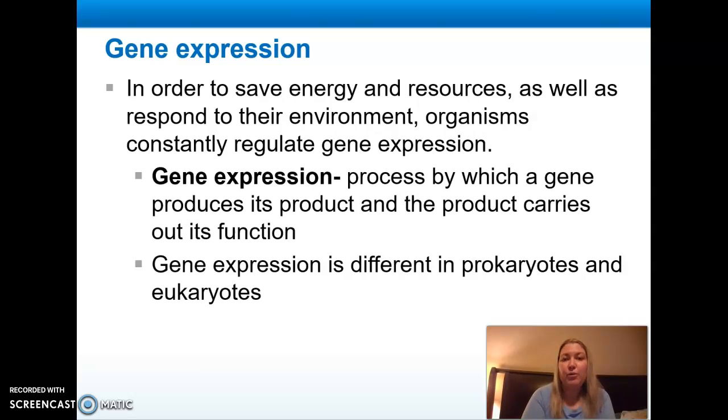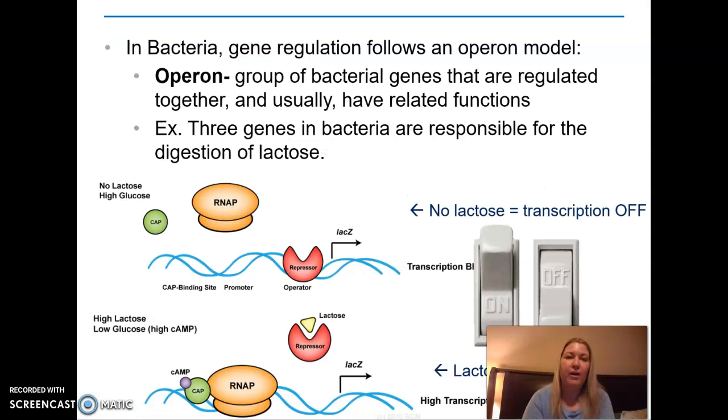So gene expression, according to your book, is just this process by which a gene either produces its product to carry out its function, or it doesn't. So it can be an on switch, it can be an off switch. It really depends on the specific organism, the cell, and the individual protein. Also, it's really important to remember that there are significant differences in the way that gene expression occurs in prokaryotes like bacteria and eukaryotes like plants, animals, protists, and fungi.